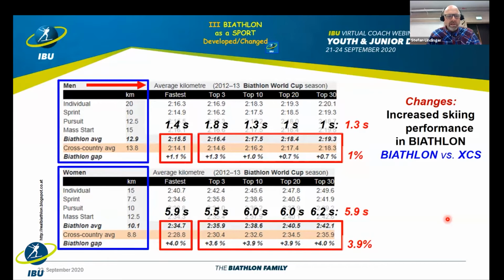So we see in those data the differences in different distances of races. Biathlon average 12.9, cross-country average 13.8 in men. This is in seconds, on average 1.3 seconds from the fastest to the top 30. So it's a 1% difference. In the women, it's a little bit more, a 3.9 difference, but they are not so different anymore from cross-country skiers. So the physical capacity and the technique and whatever other factors really increased and got better. That's a pretty interesting picture.